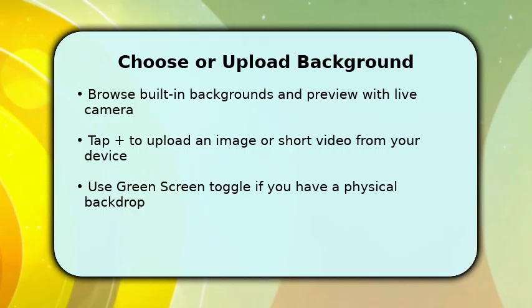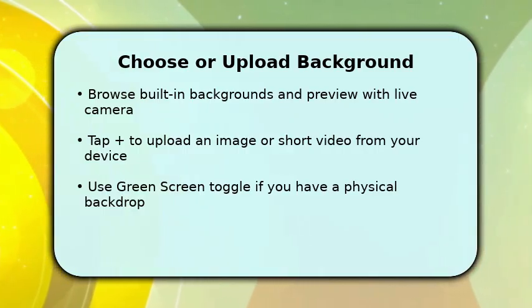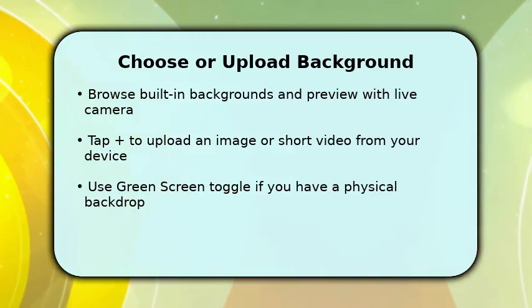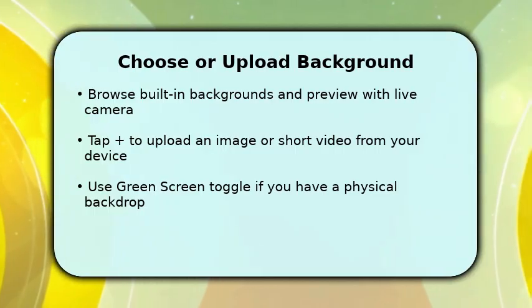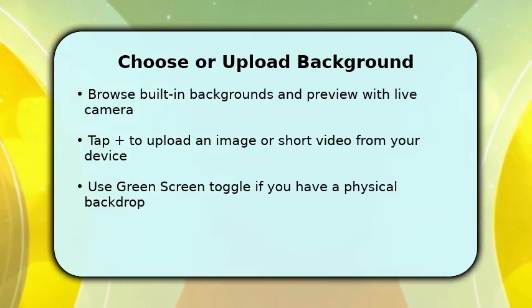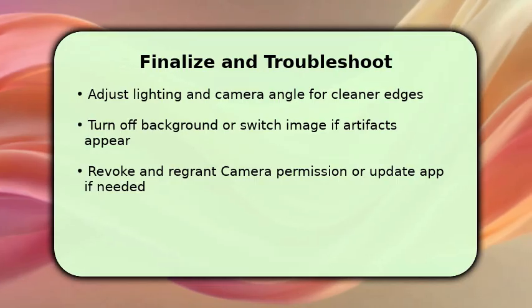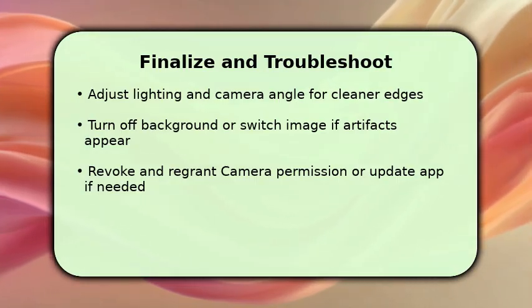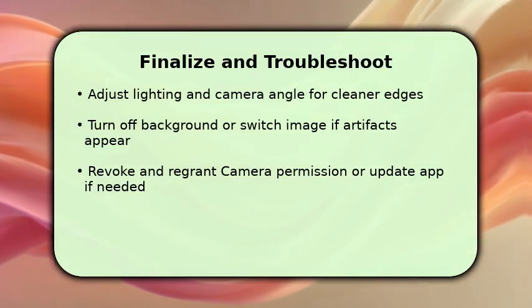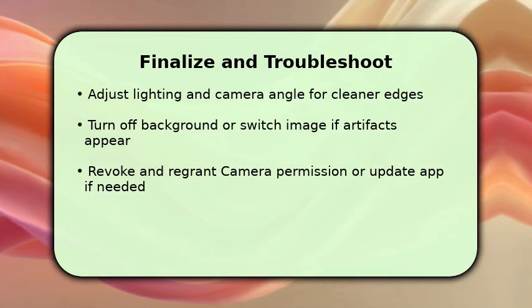If you're using a physical green screen, enable the green screen option so Zoom uses color keying instead of AI segmentation, which improves edges and reduces artifacts. To finalize, check how you appear to others and adjust lighting or angle to eliminate flicker and soft edges. Better contrast makes the effect cleaner.